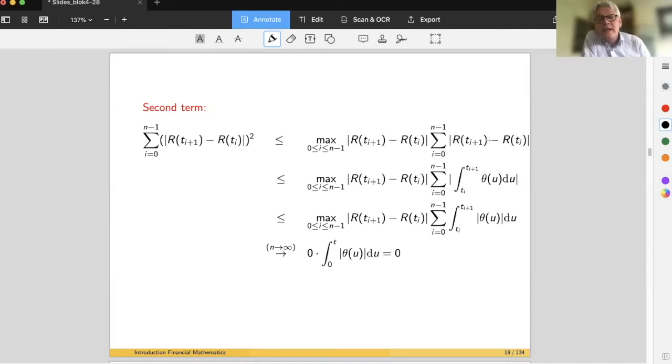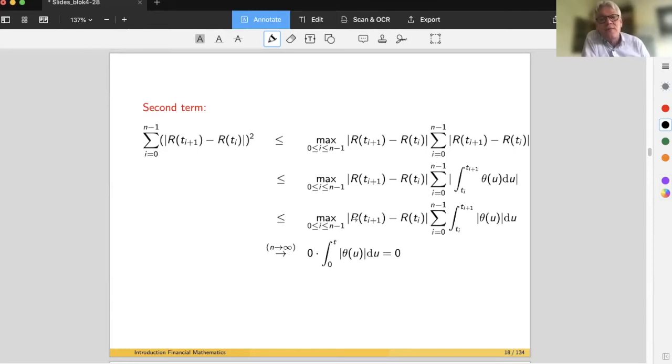Now, these increments of r, we can just write out. That is, in fact, by definition, the integral from ti to ti plus 1 of theta u du in absolute value, and that is multiplied by this. And then we have these absolute value signs here. We can take the absolute value inside the integral, and then again we have a less or equal sign. So that is less or equal.